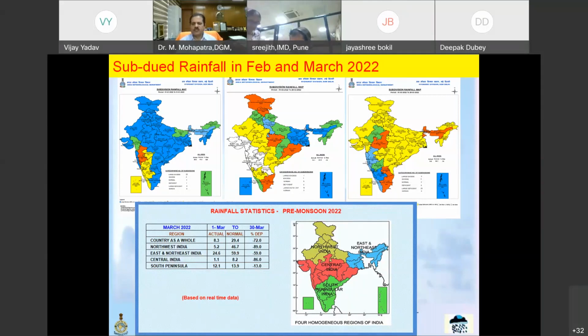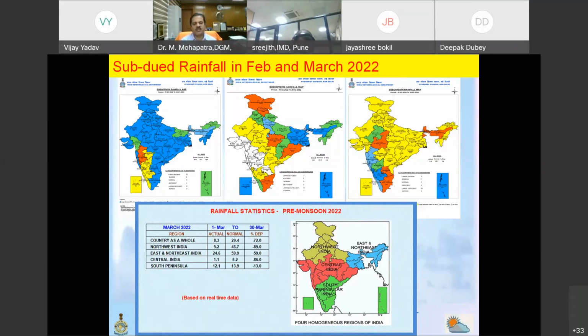So that means in the month of March, the absence of rainfall activity over northern plains and adjoining hilly areas and central India helped in accentuating the impact of the heat waves because the soil became dry. So then, if I just look at the rainfall statistics for the month of March till yesterday, the country as a whole has been 72% deficient.